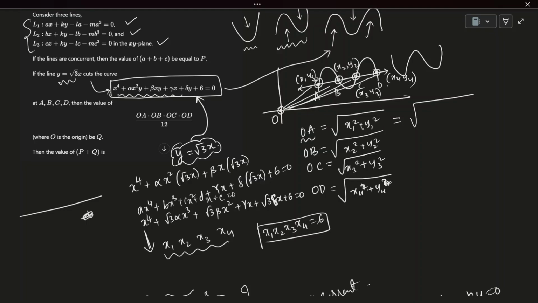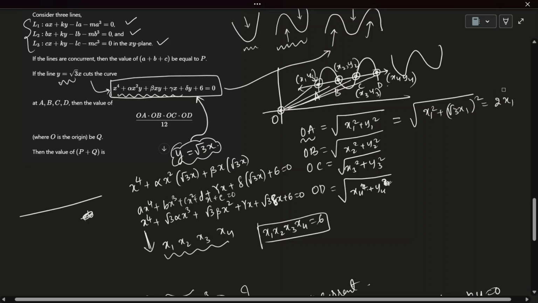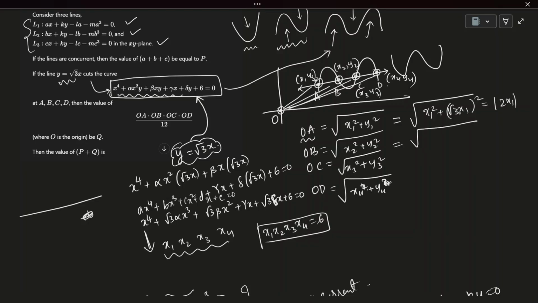So substitute here x1 square plus root 3 x1 whole square. If you simplify, this is 3 x1 square, x1 square totally 4 x1 square, root of 4 is 2, root of x1 square is x1. So we get mod 2 x1. Similarly, we put y2 as root 3 x2 here: x2 square plus root 3 x2 whole square, and the final answer is mod 2 x2. Here also the same thing, x3 square plus root 3 x3 square, you will get mod 2 x3. Similarly we will get mod 2 x4.